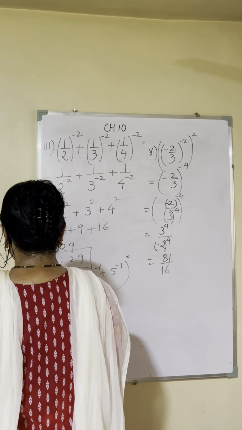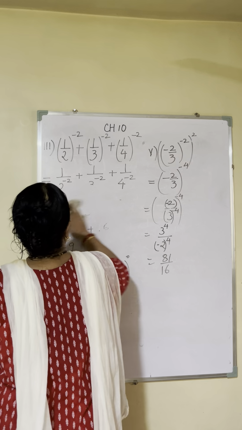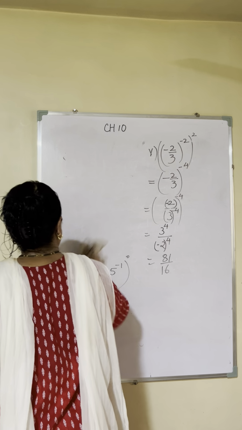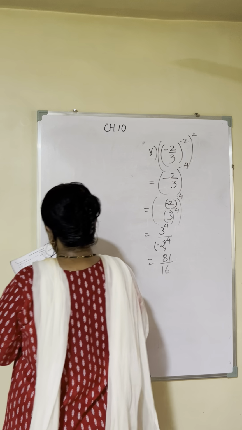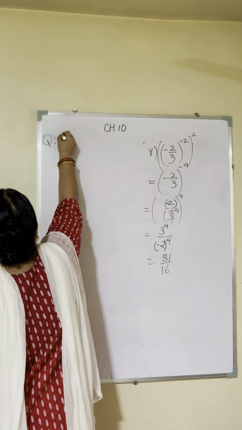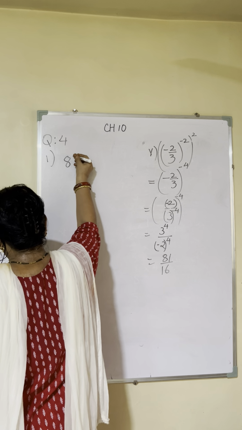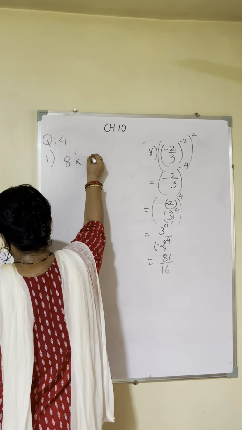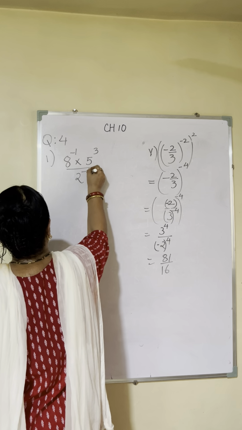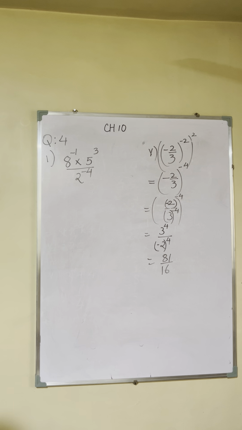Okay. Now question number 4. Copy the question. 8 raised to minus 1 into 5 raised to 3 upon 2 raised to minus 4. So please copy the question first and study it.